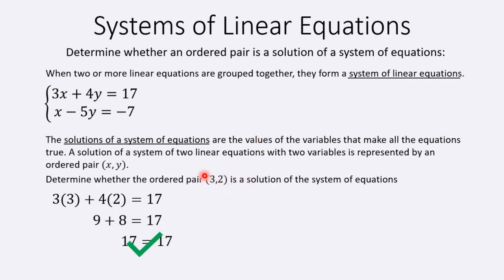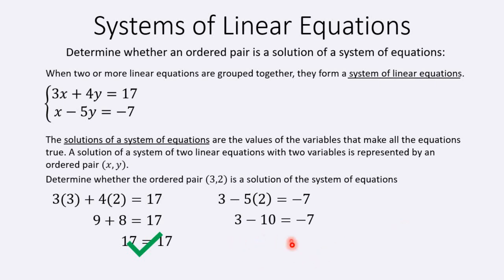So now I'm going to try it in the second equation. Remember, before it worked in the first, but not in the second. In order for it to be a solution to the system, it has to work in both. So I'm going to plug in (3, 2) for x and y here. And it's going to be -5 times 2 is -10.